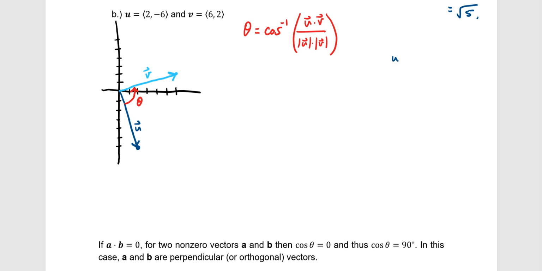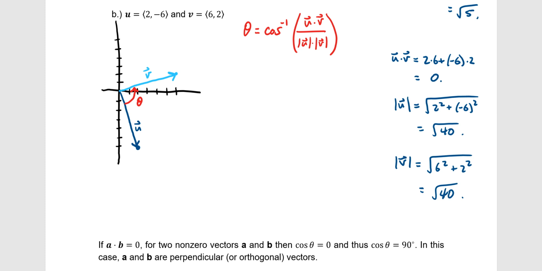So let's find the dot product u dot v. That's going to be first component times first component plus second component times second component. And that's going to give us 12 plus negative 12. That's actually going to give us 0. So we could actually skip right to the answer right now, because 0 divided by some positive number is obviously going to just give us 0. But I'll just quickly fill in the magnitudes here. So finding the magnitudes of u and v, we get the square root of 40 for both of them. Not even going to bother simplifying those.